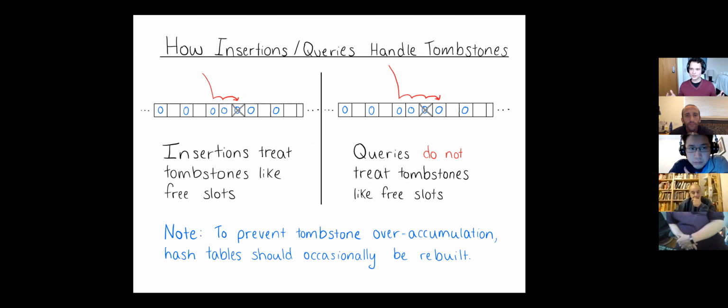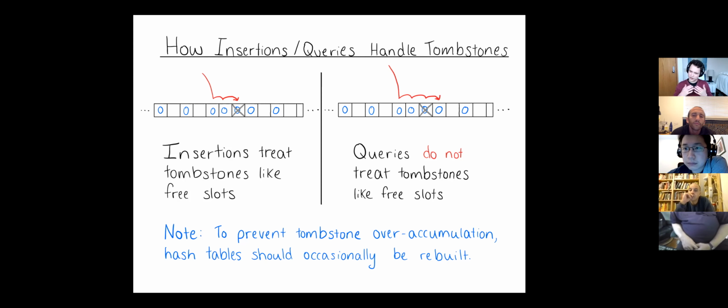What's interesting about tombstones is they actually interact differently with insertions and queries. If an insertion comes across a tombstone, the insertion can actually remove that tombstone and put in the element being inserted in its place. So tombstones are essentially free slots from the perspective of an insertion. Queries, on the other hand, when they come across a tombstone, they have to be much more careful, because the element that you're looking for might actually be to the right of the tombstone. So queries can't treat tombstones like free slots. Queries can't just stop when they encounter a tombstone. They have to basically treat it like an element.